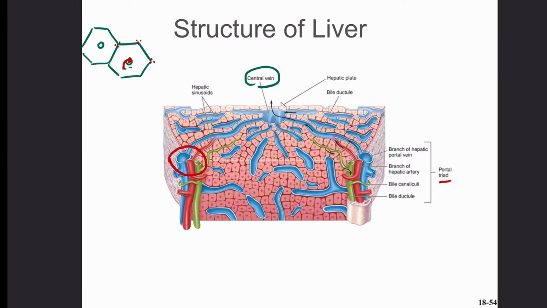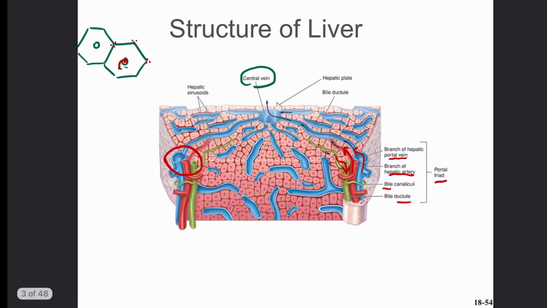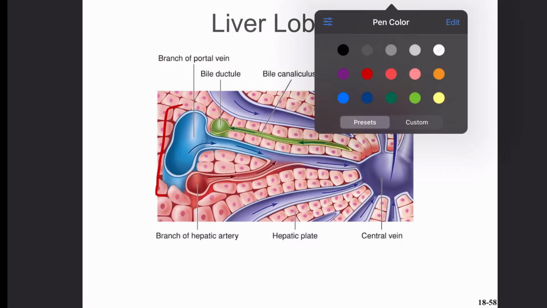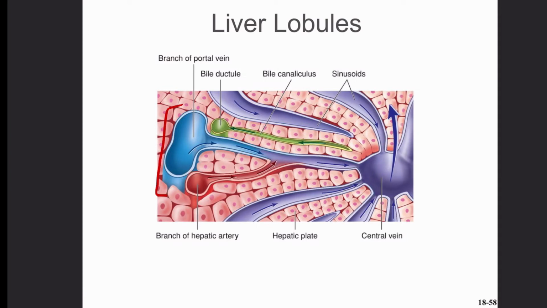There is one portal vein bringing blood in, bringing deoxygenated blood in. There is one hepatic artery bringing oxygenated blood in. And then there is one bile duct coming out, so bringing bile out. So if we look at this a little closer, here we have our portal triad with our three vessels. And our portal vein, and I'll draw this in blue to denote deoxygenated blood.